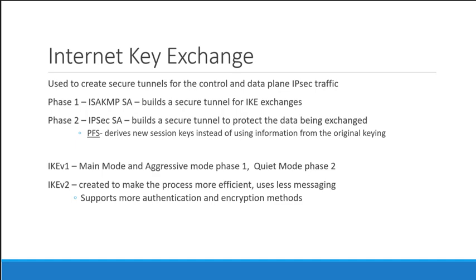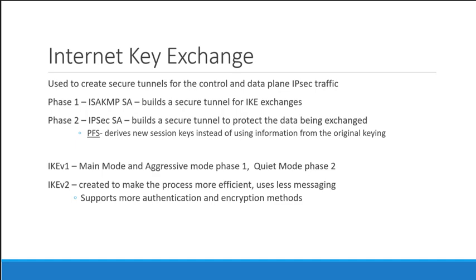It can run in main mode or aggressive mode, and then at phase 2 it runs in quick mode. Well, what does that mean? In main mode, it hides the identity of the IKE peers, and it uses 6 message exchanges. If I run IKE v1 in aggressive mode, the identity of the peers is exposed, but it only uses 3 message exchanges, so it takes less time to negotiate the peers. So you just have to decide, okay, do I want to hide the identity of IKE peers or not?